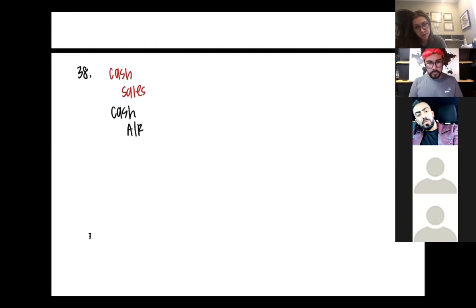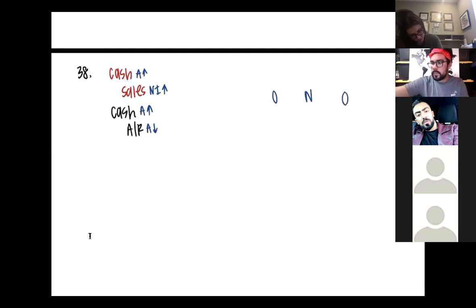So the answer for that would be overstated in the assets. Okay. Nothing done with the liability. And they overstated net income. Good. That's not an asset.